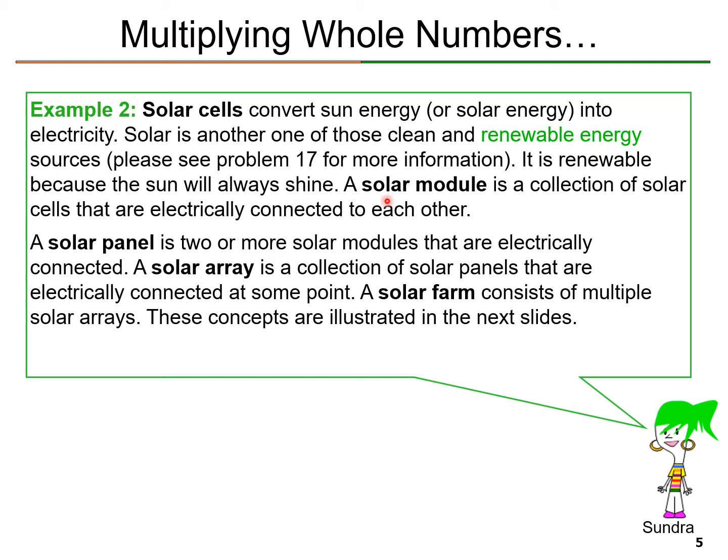A solar module is a collection of solar cells that are electrically connected to each other. A solar panel is 2 or more solar modules that are connected electrically. Now, a solar array is simply a collection of solar panels that are connected electrically at some point. And then a solar farm consists of multiple solar arrays. These concepts are illustrated in the next slide.